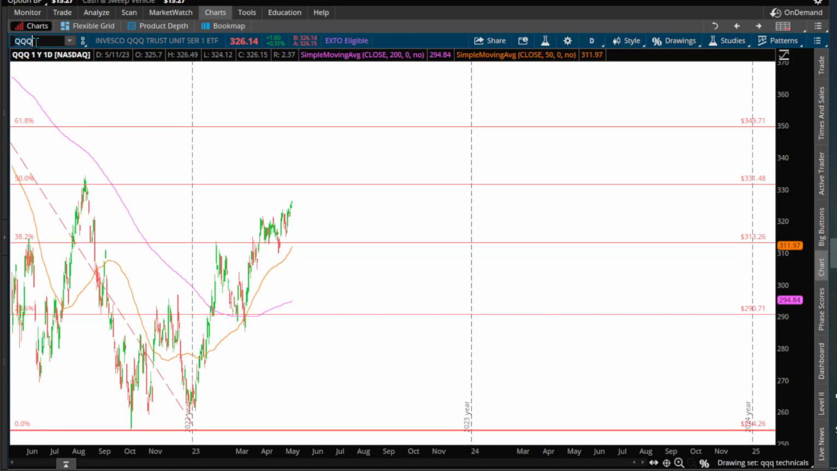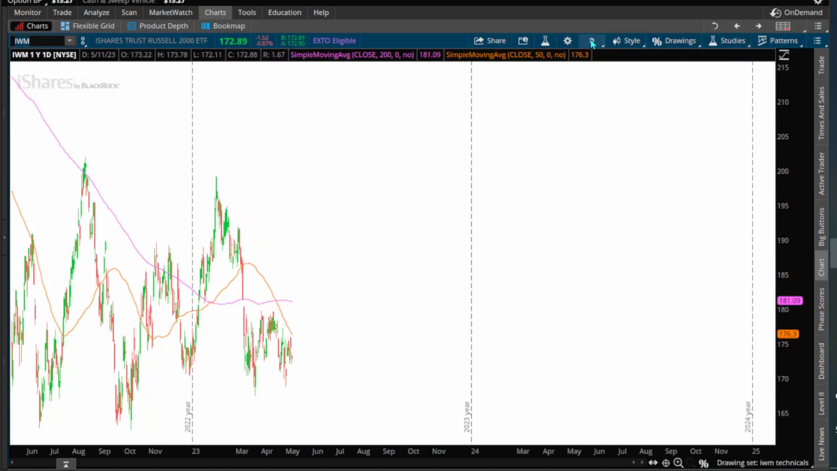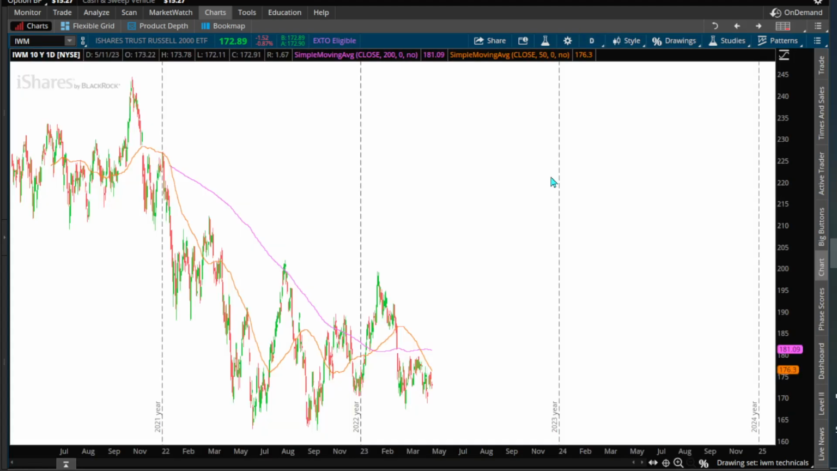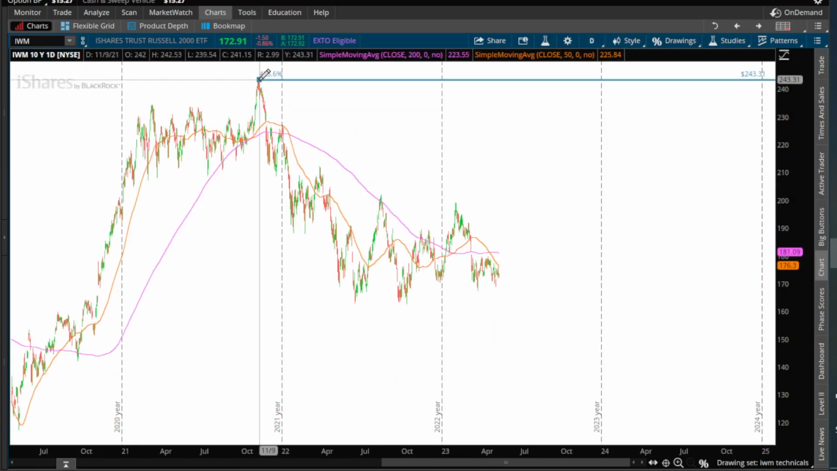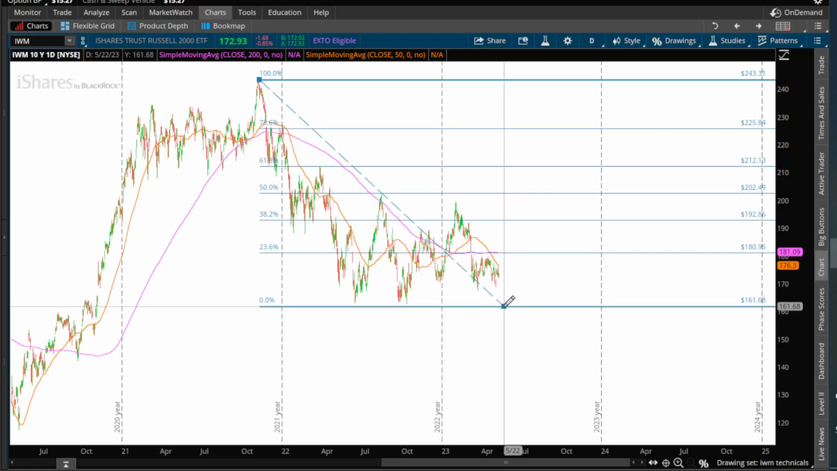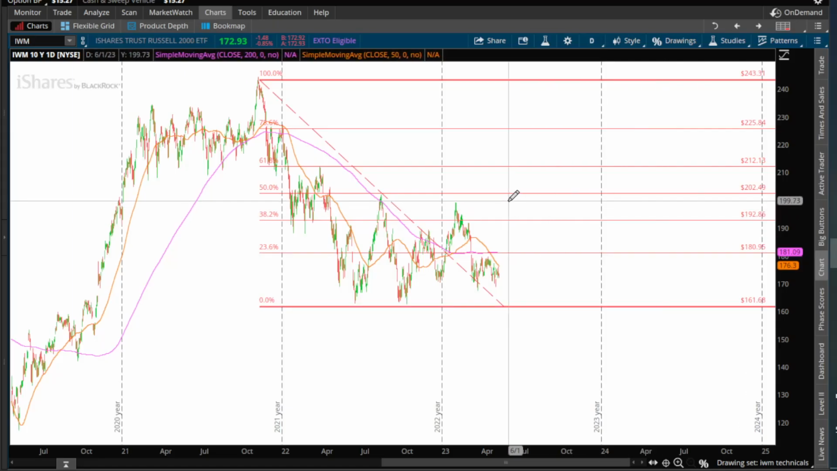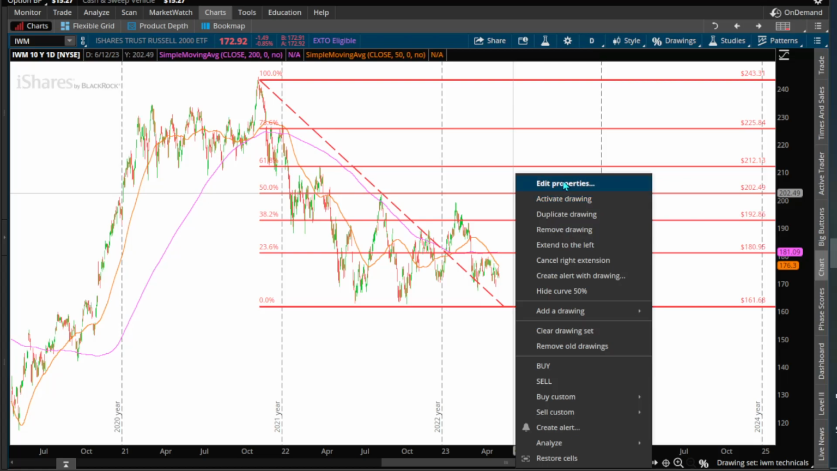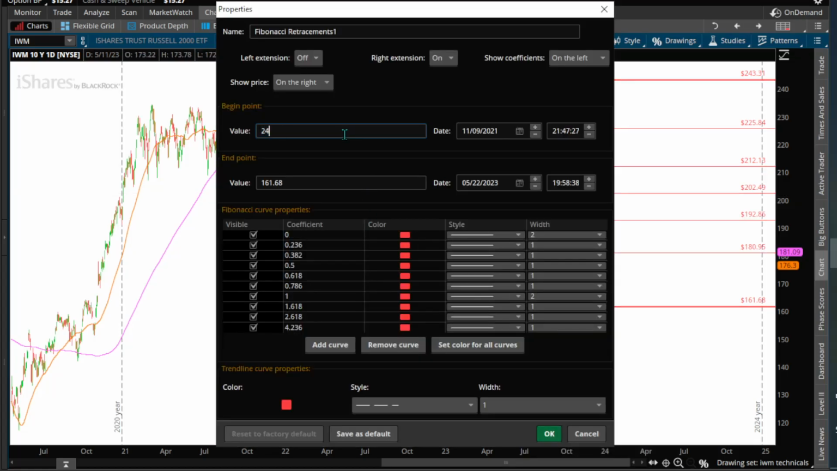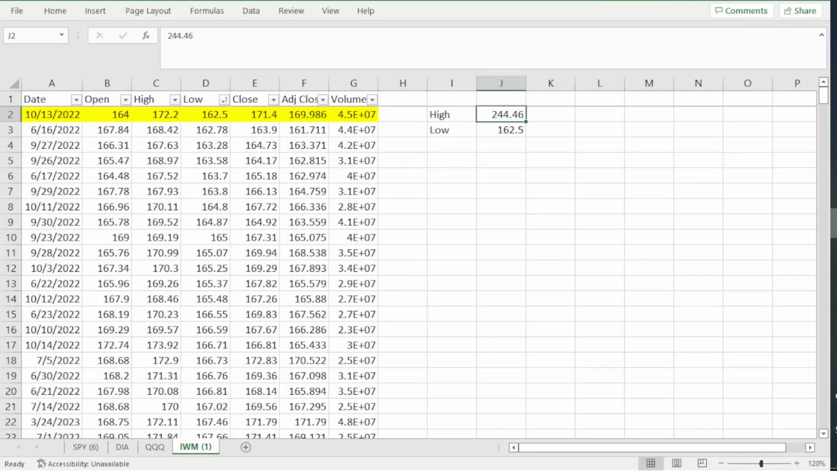Now, lastly, let's look at the IWM. And let's just draw that fib retracement. Let's make sure we get our exact numbers right here. So the high is 244.46. And what is the low? The low is 162.50.